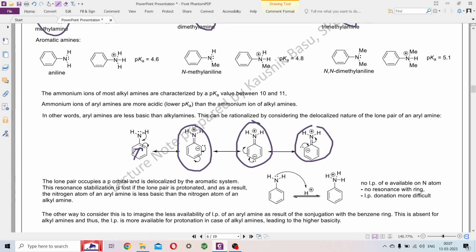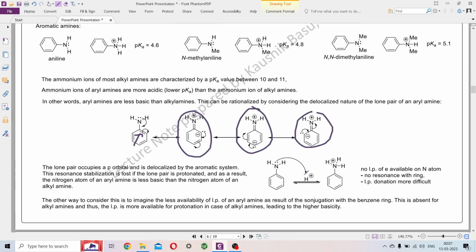This is called resonance. And more importantly, if you protonate your aniline, then there is no longer any lone pair that is available here. The resonance stabilization that you are seeing here is absent here.